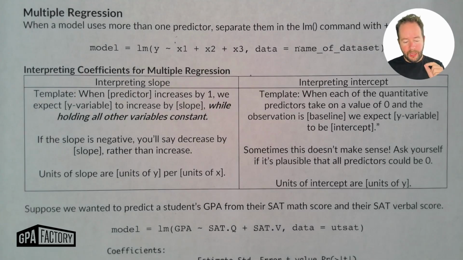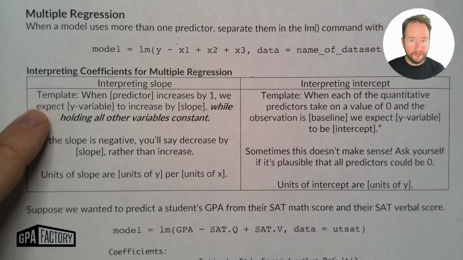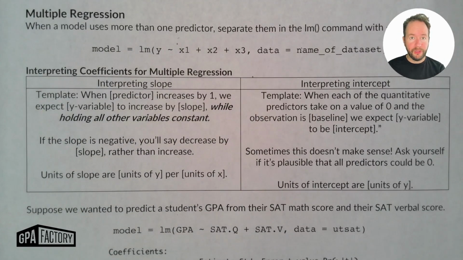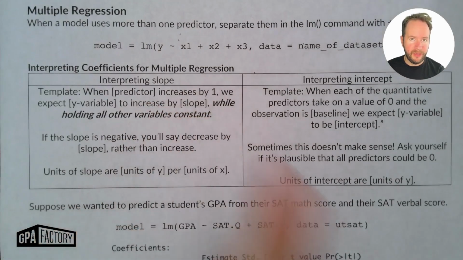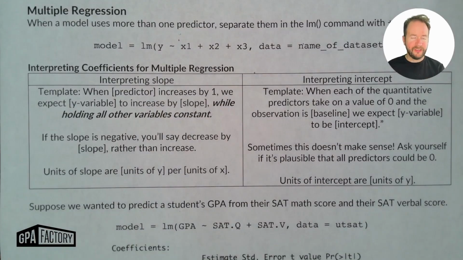That's it. Now, like I said, this also has implications for the interpretation of the slope coefficient. The template looks like it did before when we did simple linear regression with one predictor. When the predictor increases by one, we predict the y variable to increase by whatever the slope value is. Now, we won't say increase if the slope is negative. We'll say decrease by that slope value, but that's not the most important part.